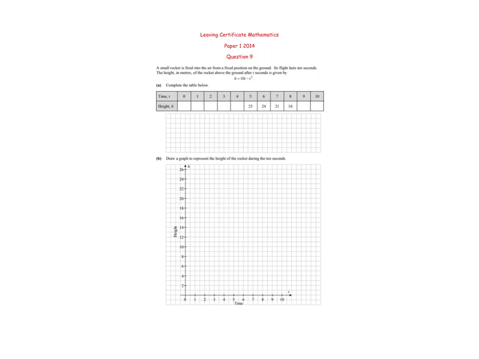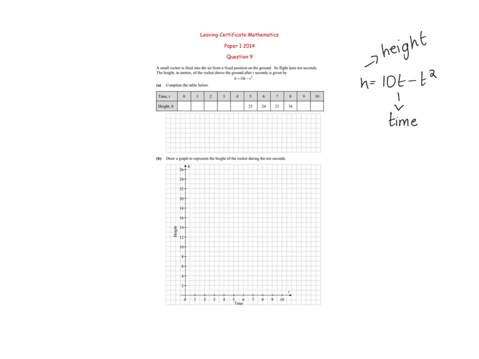The height in meters of the rocket above the ground after t seconds is given by h is equal to 10t minus t squared. So h is equal to 10t minus t squared. For this, h stands for the height and t stands for the time. Part A of this question asks us to complete the table.